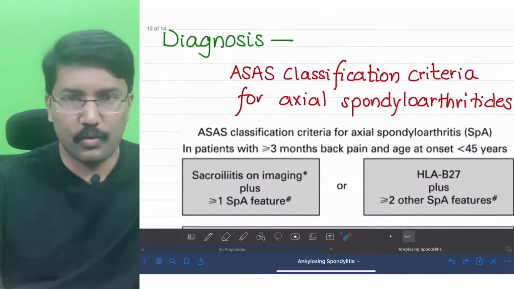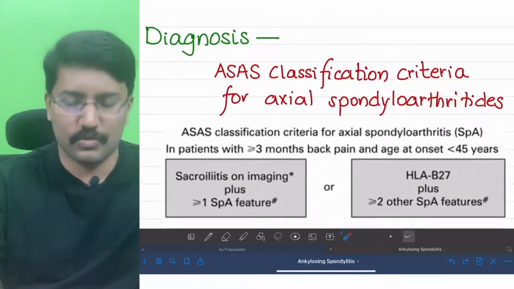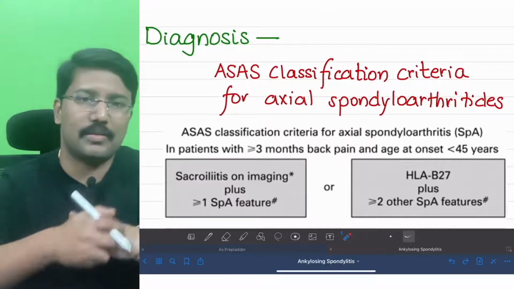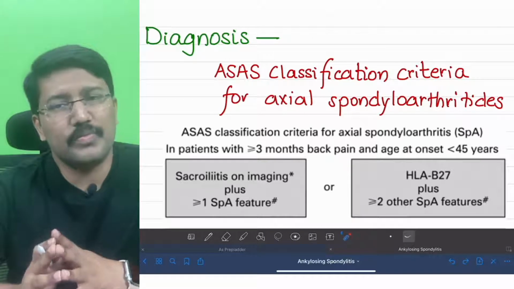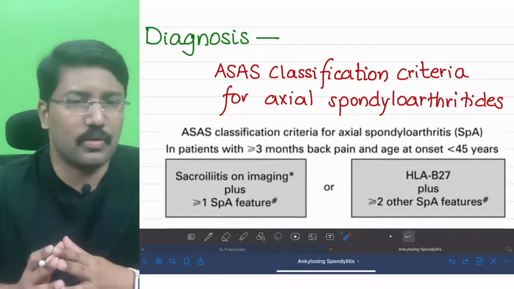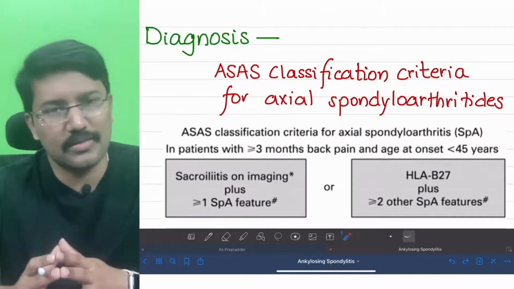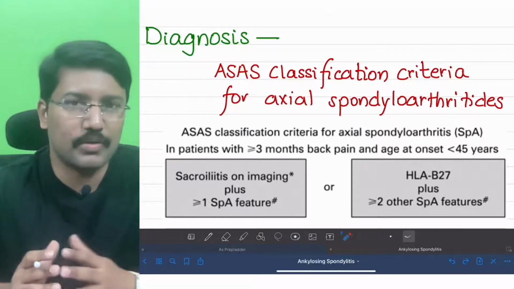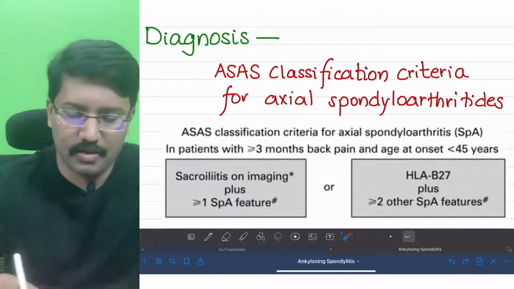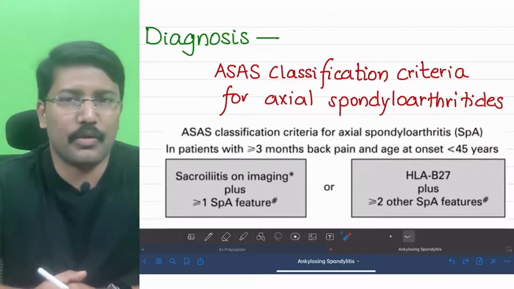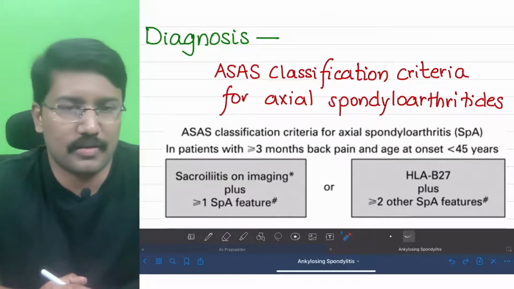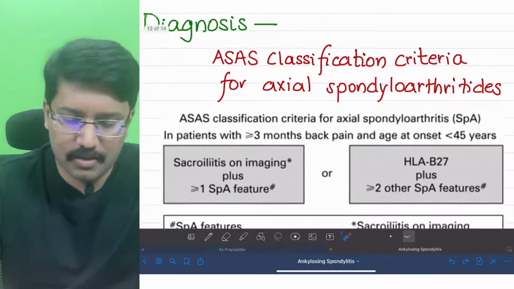Okay. Now coming to the definitive diagnosis. So far we spoke about differential diagnosis. Now coming to a confirmatory diagnosis, right? So diagnosis is obviously based on clinical context, but most practitioners continue to follow the classification criteria put out by ASAS. So we follow the ASAS classification criteria for axial spondyloarthritis. Right? What is the classification criteria?